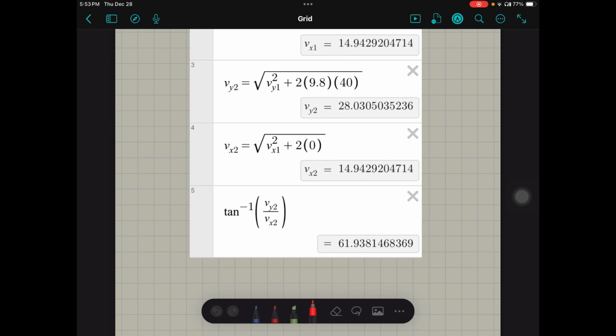And lastly, since we have our velocity in the y component and velocity in the x component, we can plug that into inverse tangent to find our angle. So Vy over Vx, and we get 61.93. And that's our angle.